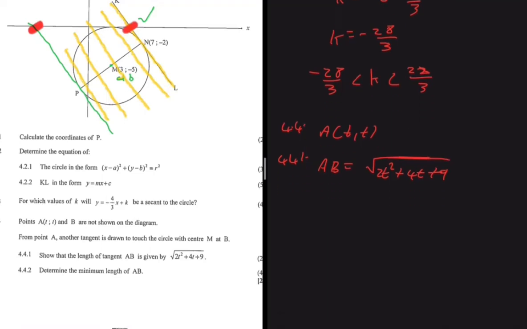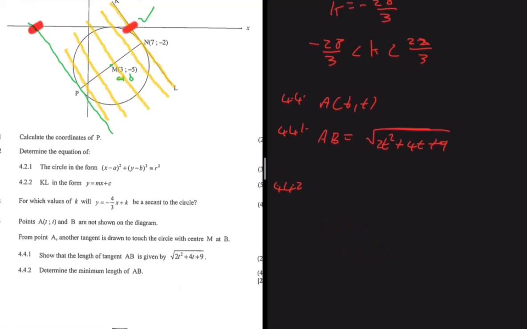But still, let's do 4.4.2. This is very similar to that question that was saying, let's find the minimum distance between f equals x squared and that coordinate, I think it was like (10, 2). But anyway, let's solve the problem we have. The problem here is, let's determine the minimum length of AB. So we know that AB is equal to the square root of 2t squared plus 4t plus 9.